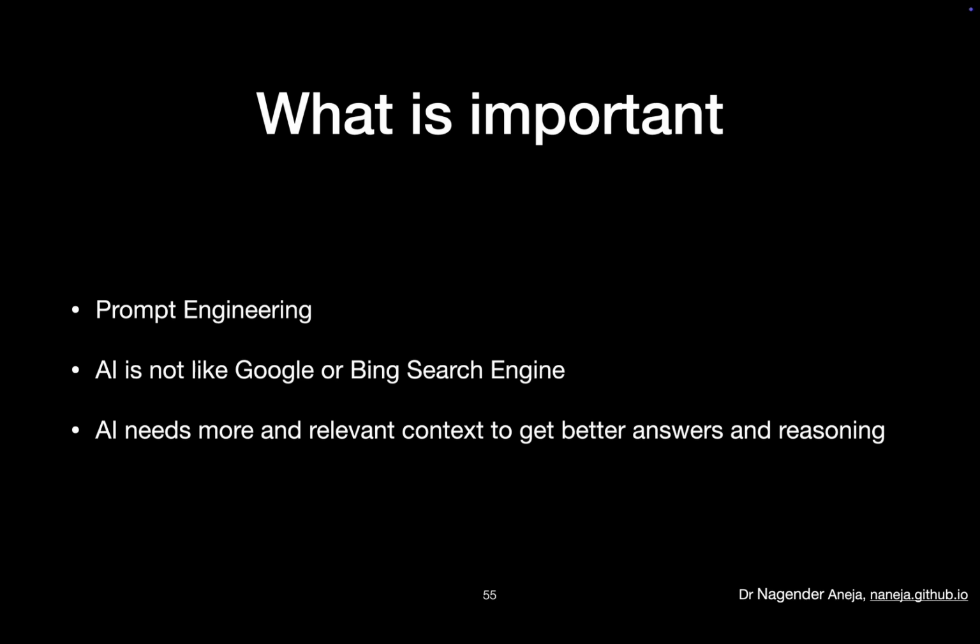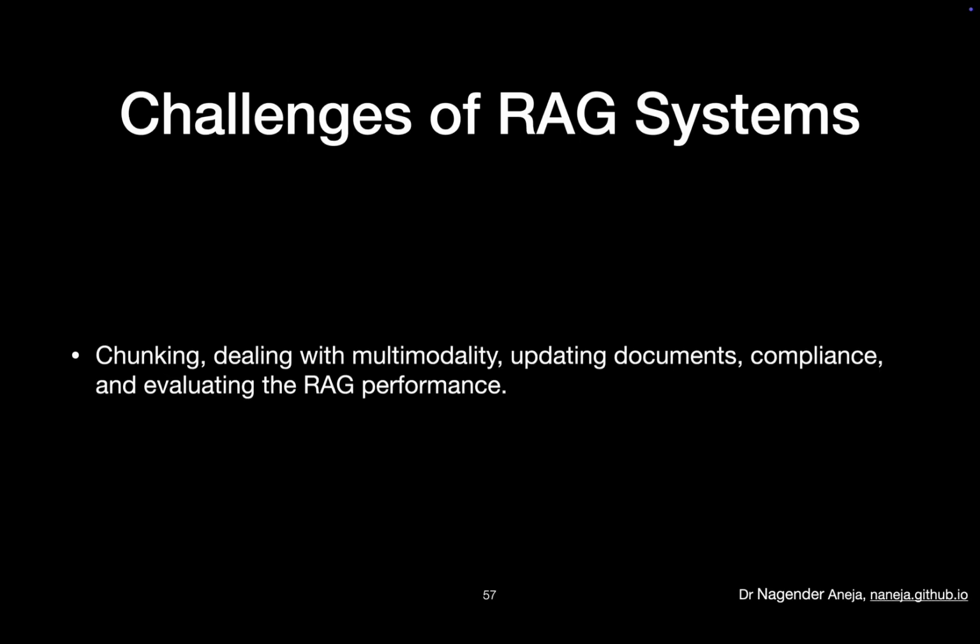That's the next step. For that, the retrieval steps should be good, your prompt should be good, and the generation steps should be good. So AI needs more and relevant context to get better answers in the reasoning. So what are the challenges?